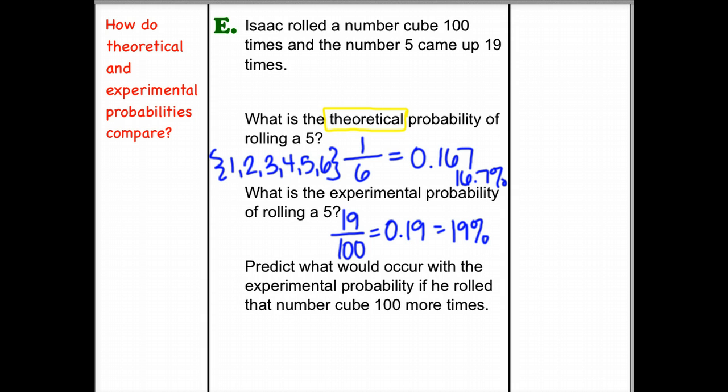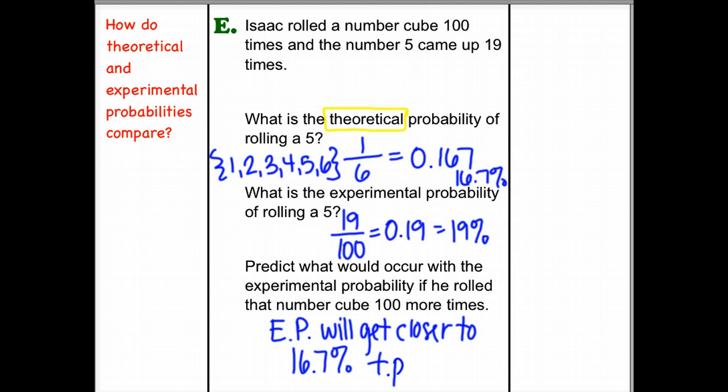So for 100 more times, we could say that the experimental probability will get closer to the 16.7% theoretical probability. Because the more you do, if we did 100 more and then 100 more after that, eventually we'll get to the point where it'll be so close to that 16.7% that we're practically at our theoretical probability.